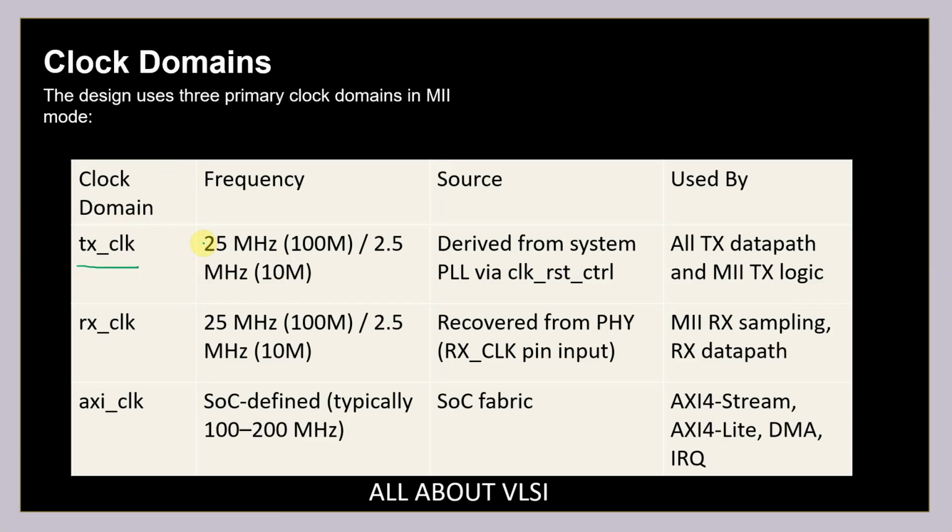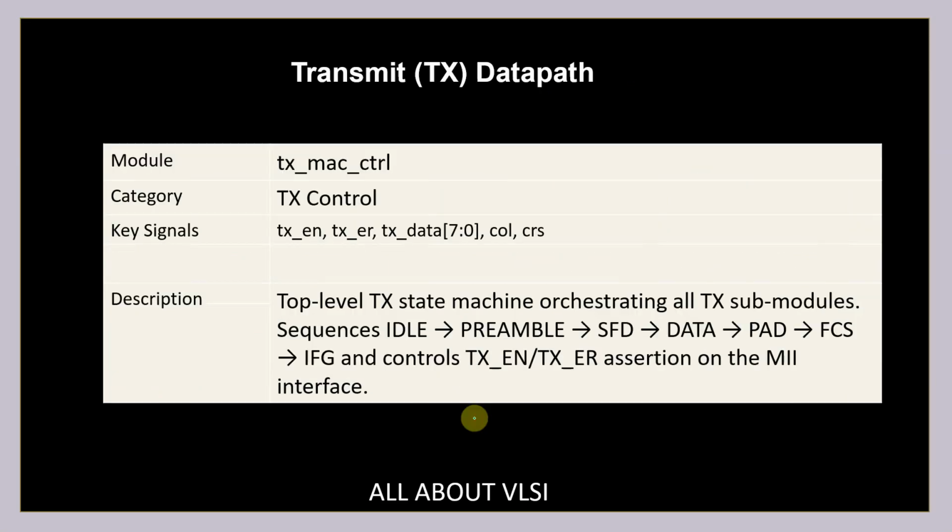So TX clock is going to have 25 megahertz, whereas RX clock is also going to have 25 megahertz, whereas the AXI clock that my processor is working on will be around 100 to 200 megahertz. The TX clock, used by the TX MAC controller which is pulling the data from the FIFO, is derived from a PLL, and the RX clock is basically recovered from the physical layer. What we mean by recovering from the physical layer, we are also going to discuss. And the AXI clock is basically coming from the SoC fabric itself, right?